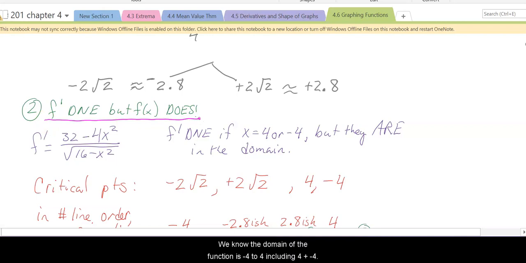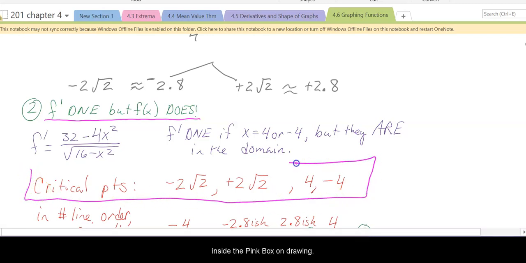We know the domain of the function is -4 to 4, including 4 and -4. However, because the derivative put the radical in the denominator, I can no longer allow 4 or -4. So though they are in the domain, they cause the first derivative to be undefined. That makes those values critical points. That gives me the critical points that are now here inside the pink box I'm drawing.